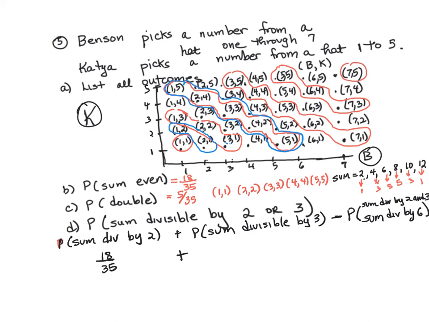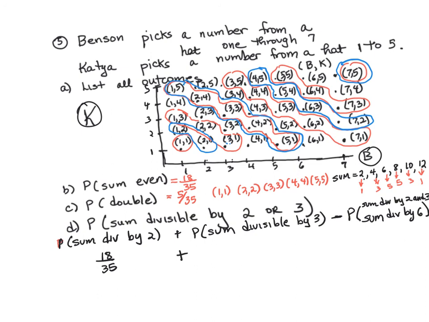The next one is a sum of 7. The next diagonal is a sum of 8. So this diagonal is a sum of 9. The sum is 9, which is divisible by 3. The next is a sum of 10. The next one's 11. But the next one's 12. So we've got that. So whatever is outlined in blue is divisible by 3.